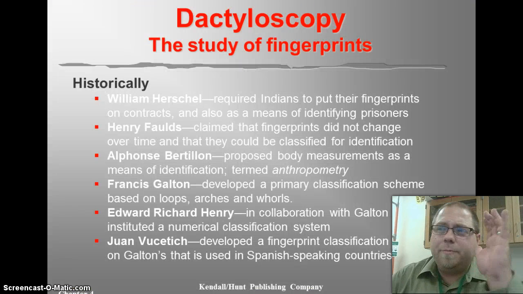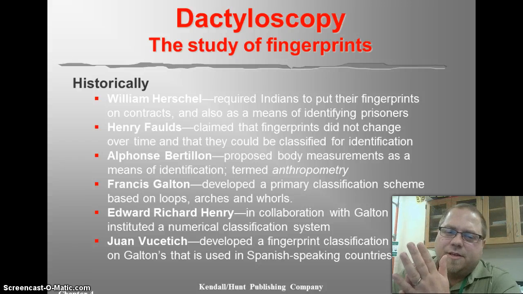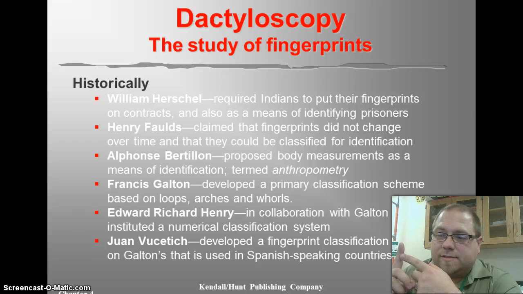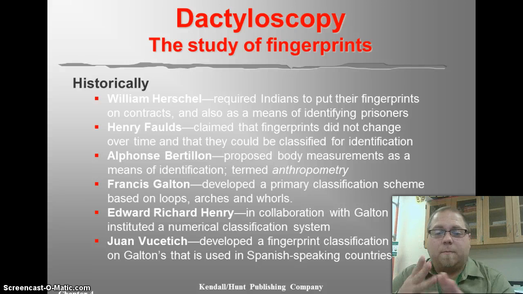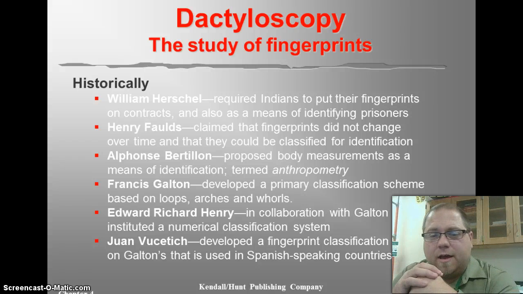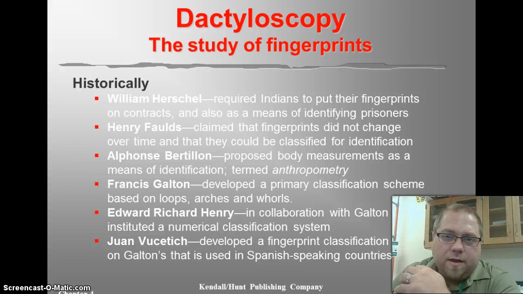Now, when we talk about the history of fingerprints, there's a long history of it, and there are a couple of key people that I want us to know about. William Herschel is one. He was a British officer in India, and he required people to put their fingerprints on contracts and started using it as a means to identify prisoners. Henry Faulds was one of the first people to use fingerprints in a criminal justice aspect.